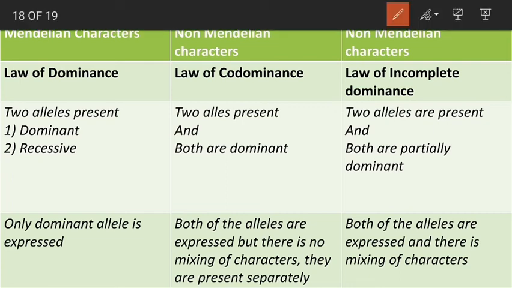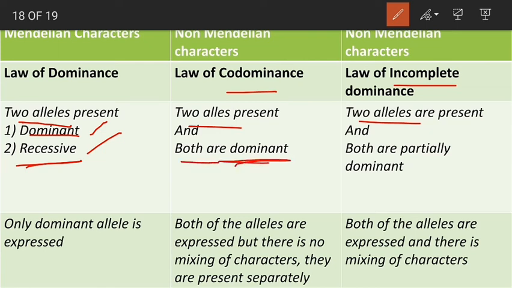Now, in the law of dominance, there are two alleles. And also in case of the law of codominance and the law of incomplete dominance, there are two alleles. But the types of the alleles in the law of dominance are that one is dominant and one is recessive. But in case of the law of codominance, both of the alleles are dominant in nature. And in case of incomplete dominance, both of the alleles are partially dominant.